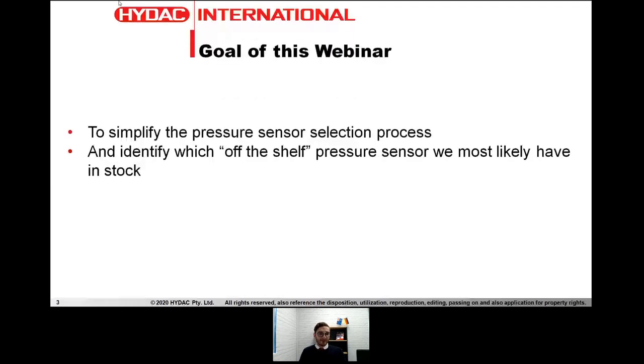The goal of the webinar is to simplify the pressure sensor selection process for you as the customer. So when you give us a call or you're doing an application and need something in a hurry, the goal is to have these sensors on the shelf for you so we can deliver them in a fast manner.